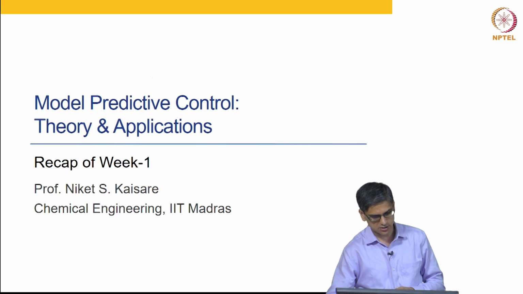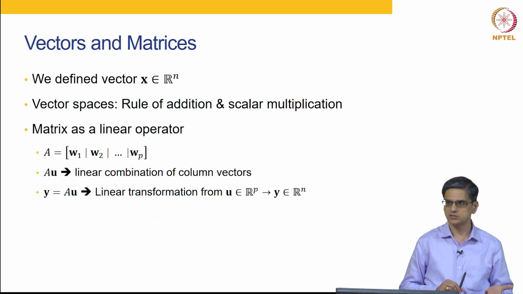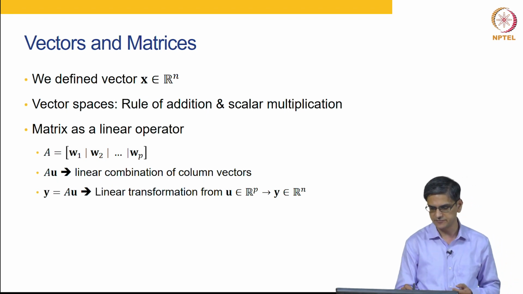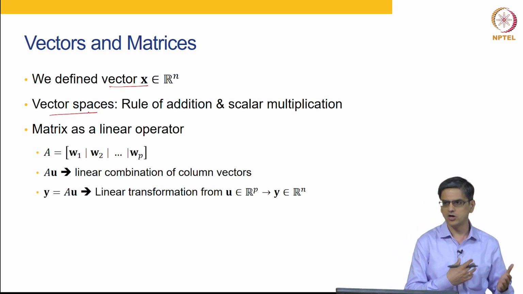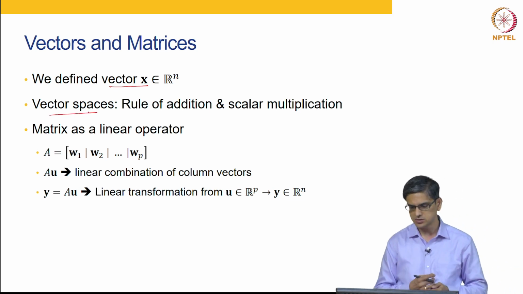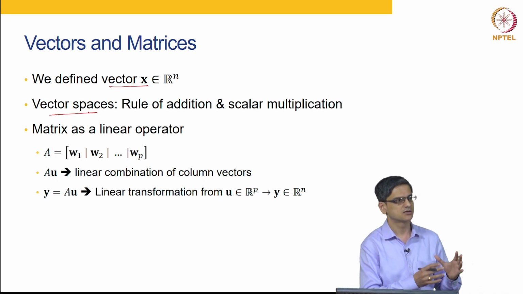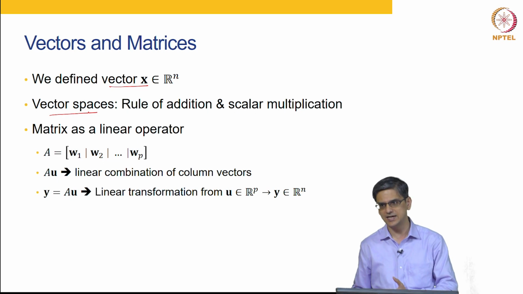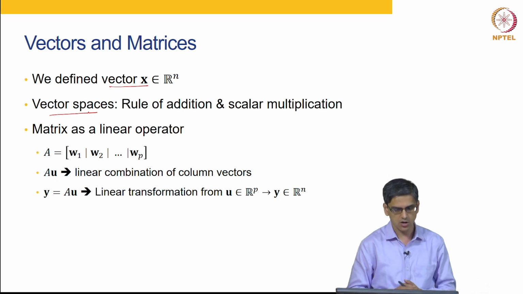So, first I will just do the recap of the linear algebra part. The first thing that we did was we defined vectors and we defined vector spaces. Vectors are just an ordered set of numbers, and vector spaces are basically spaces that consist of vectors as well as the rules for addition and scalar multiplication of those vectors, and we went over all of those rules.